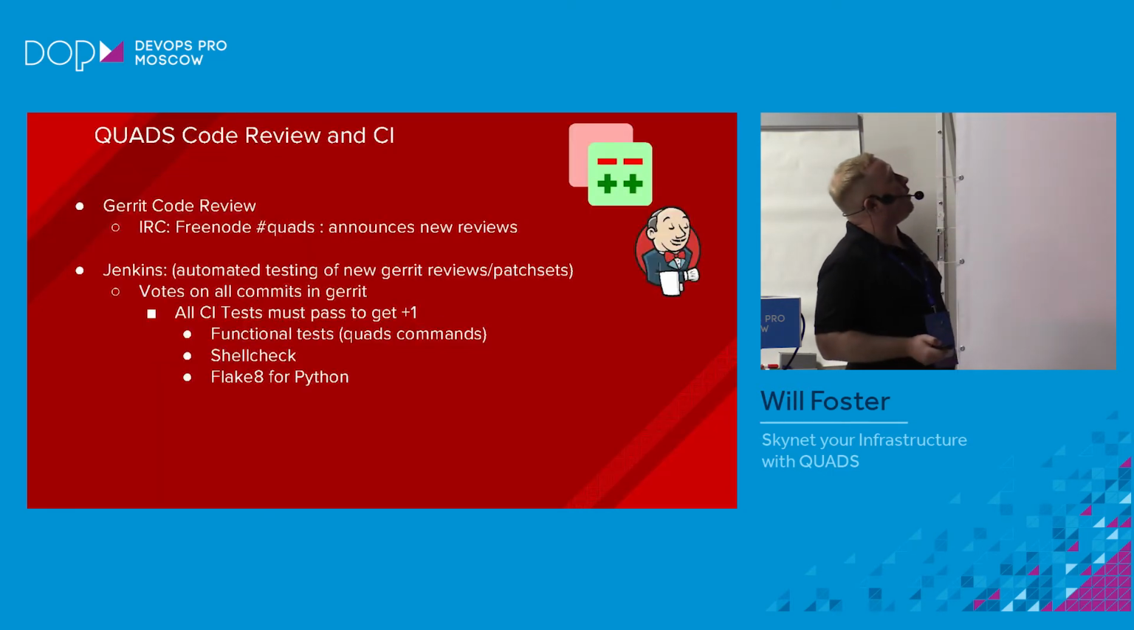So I want to talk a little bit about CI. We use Gerrit and Jenkins. When people submit a patch to QUADS, it goes through a full gamut of CI checks. There's some functional tests that happen where it mock runs all the QUADS commands. There's Flake8 checks for Python. There's shellcheck, and then it votes on it. And then once it's reviewed, it gets merged into master.